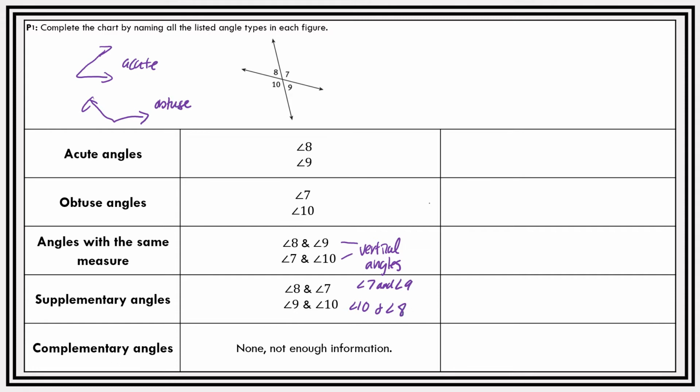Then the complementary angles, you see that I kind of jumped the gun here, but I said there's none, because there's not enough information. I don't see anywhere on my picture any two angles forming a box, right? So I do not know the actual angle measure of 8 and 9 or 7 and 10. They could possibly add up to 90 degrees, but we just do not know for sure. So we're going to say none because there's not enough information, because we don't know the specific measures of those angles.